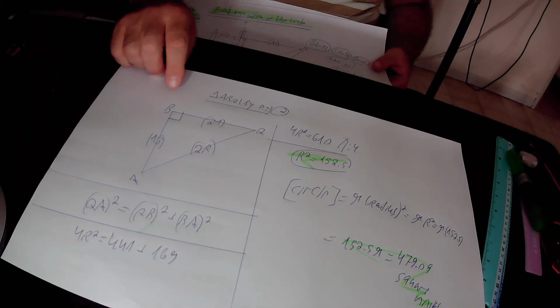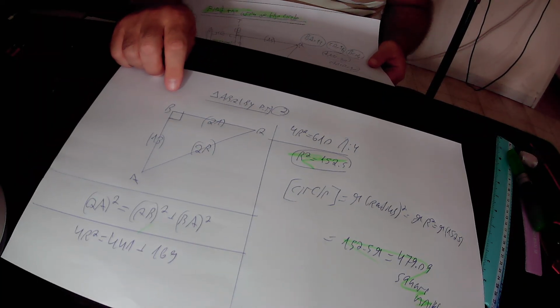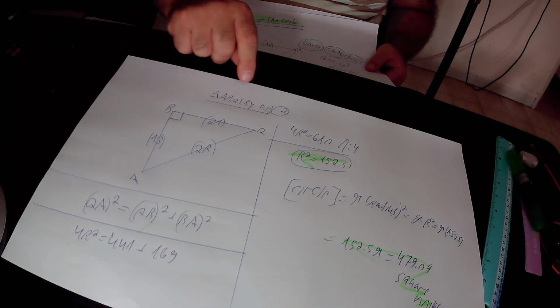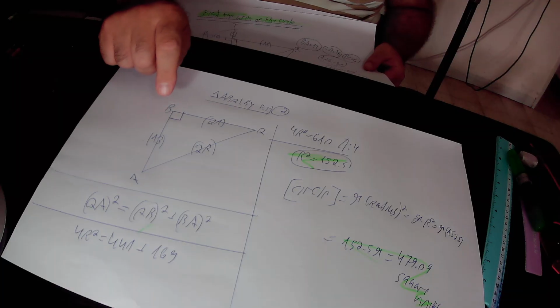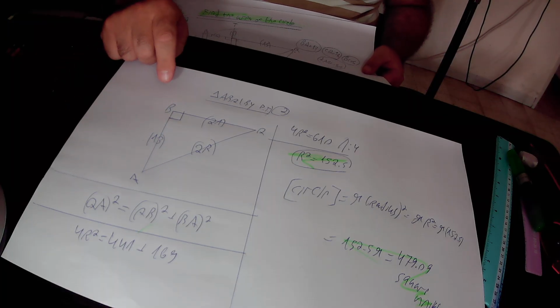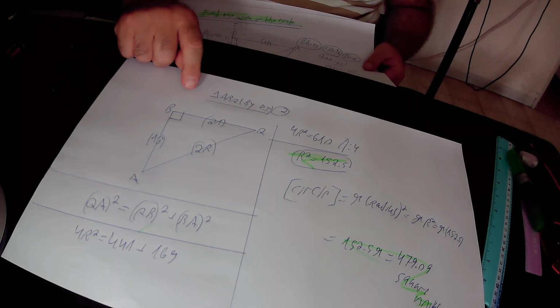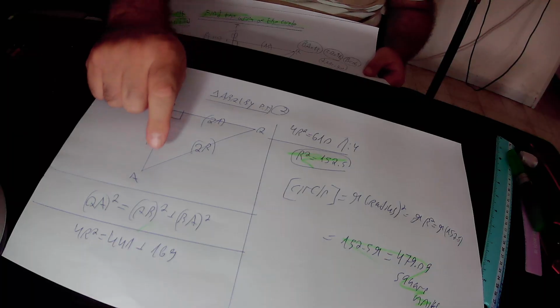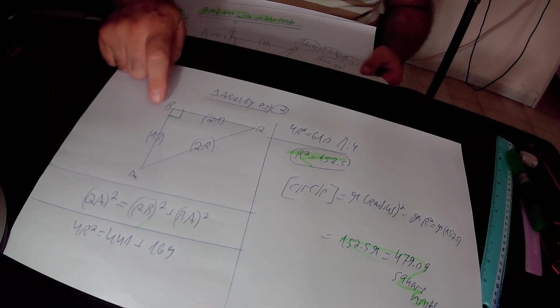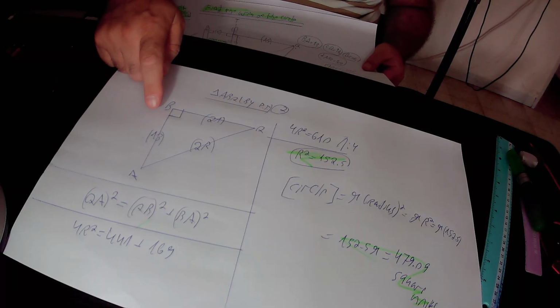This is the right triangle ABQ, according to the original drawing. According to the Pythagorean theorem, QA squared equals BQ squared plus BA squared. QA is 2R, therefore QA squared is (2R) squared, that is 4R squared, and it equals BQ squared. BQ is 21, therefore BQ squared is 21 squared, that is 441, plus BA squared. BA is 13, therefore BA squared is 13 squared, that is 169.